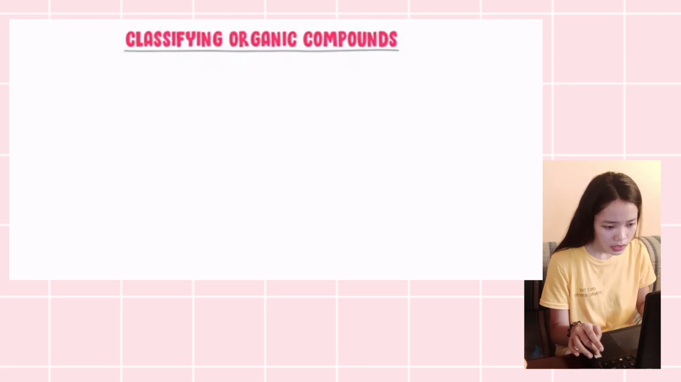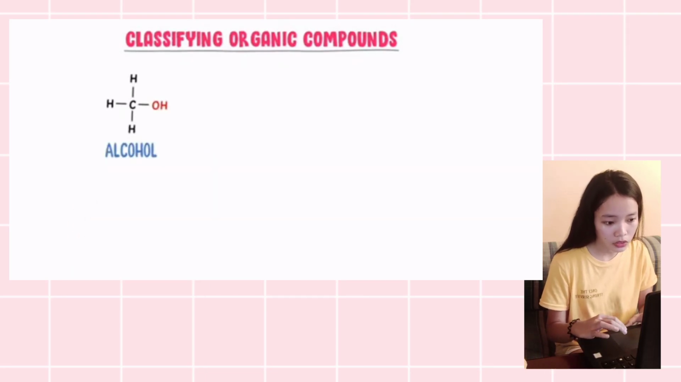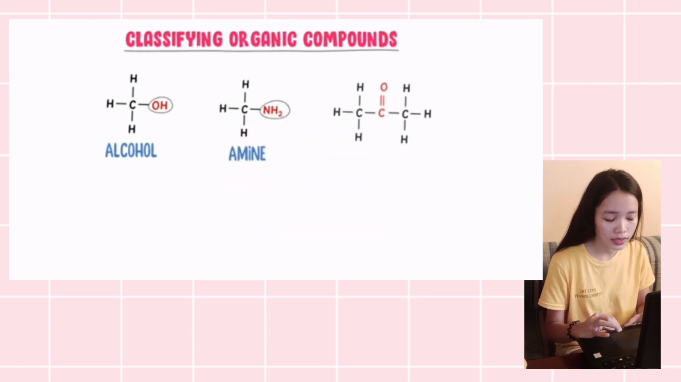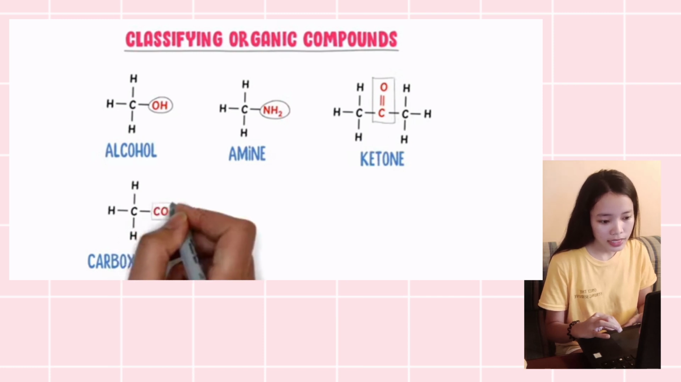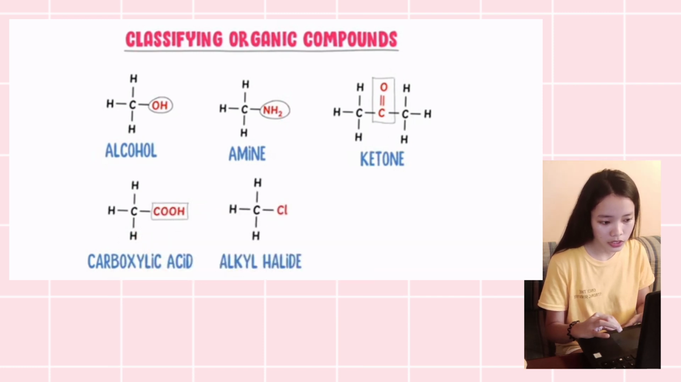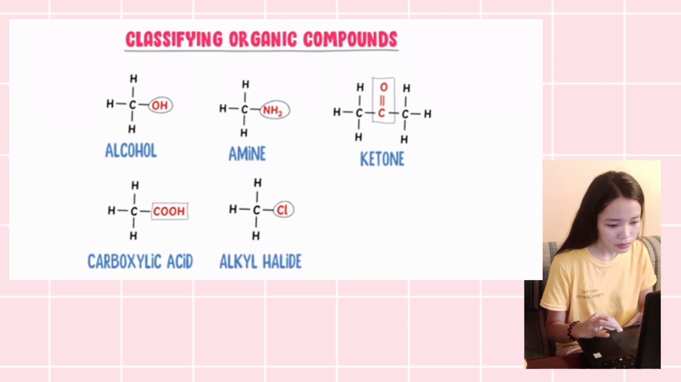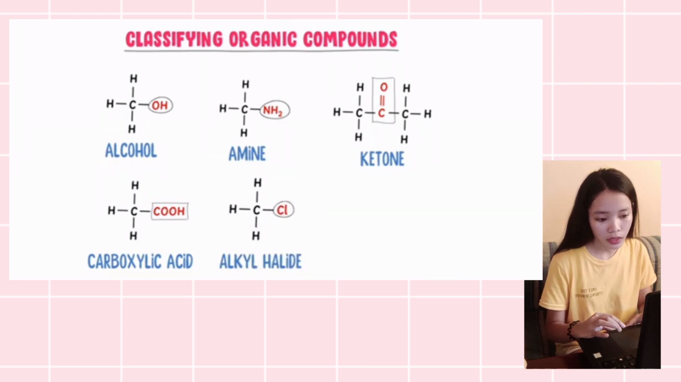For example, this is alcohol because it contains the OH group. This is amine because it contains the NH2 group. This is ketone because it contains the CO group. This is carboxylic acid because it contains COOH. This is alkyl halide because it contains a halogen group, like Cl. Therefore, remember that a group is an atom like Cl or chlorine, or a group of atoms like COOH, which determines the chemical properties of organic compounds.